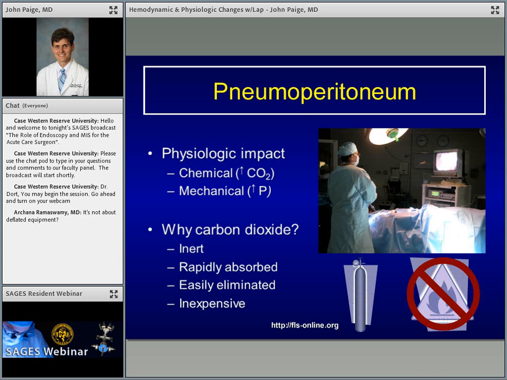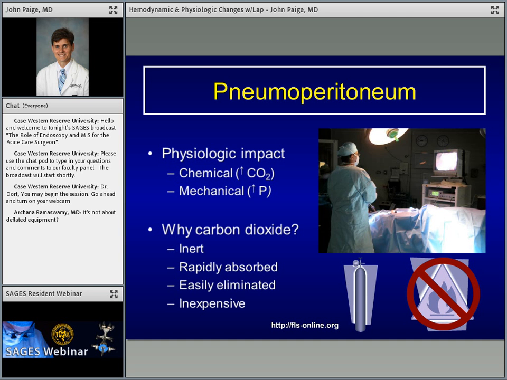The big question is, why do we use carbon dioxide? And the main reason is it's an inert gas, it's rapidly absorbed by the body, and it's easily eliminated by the body, and all those things are good. It's also very inexpensive. And as I said, one of the main things is it's not flammable, so it's very useful. We can go into that environment, we can use cautery, and we don't have to worry about explosions or issues like that.